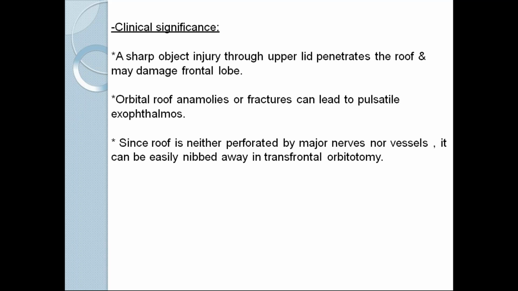So since the roof is neither perforated, it can easily be nipped away in transfrontal orbitotomy. Sometimes if the tumor is so big, along with the lateral wall, again you need to approach from the superior orbit, that is the transfrontal approach. Sometimes for a big tumor, as in cases of optic nerve glioma, you need to confine yourself to doing a transfrontal orbitotomy.